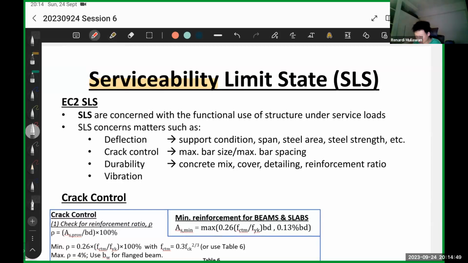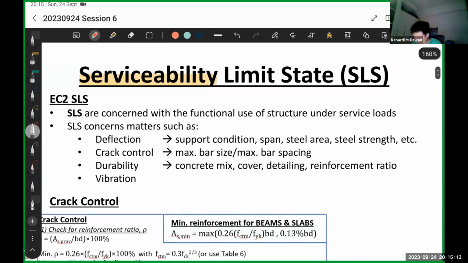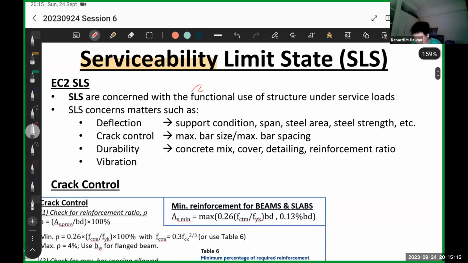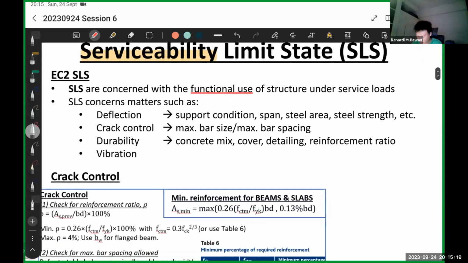Serviceability is more about comfort. Let's say you have a floor. If you want to put something there, of course your floor cannot bend too much, cannot deflect too much, or else you cannot put stuff there. So it deals more with serviceability, meaning how the building can be used. Basically, it's the functional use of the building.